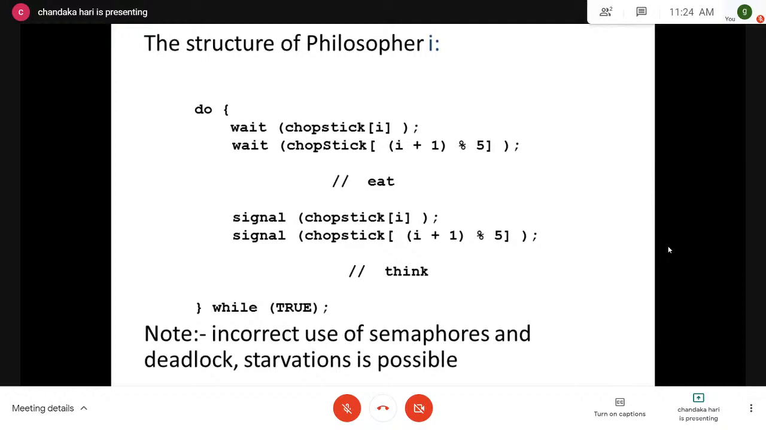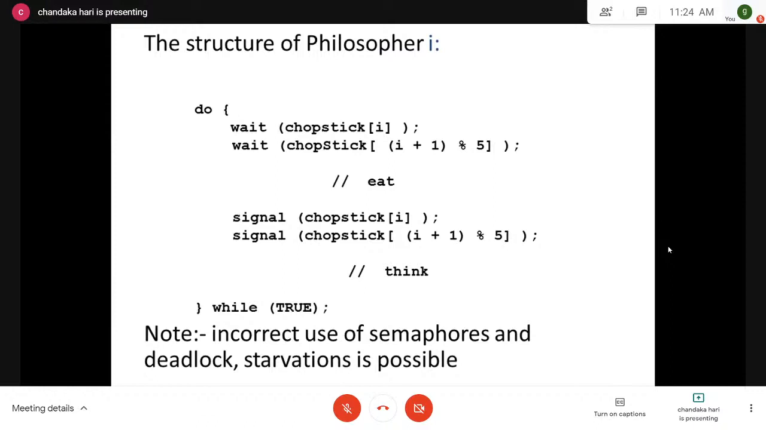Again, you need to release the two chopsticks. And after that, you can enter into the remainder section. That's enough. This is a simple solution. Of course, it may cause deadlock, and starvation is also possible.